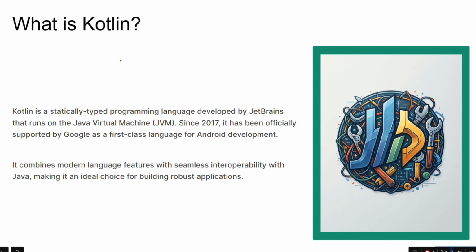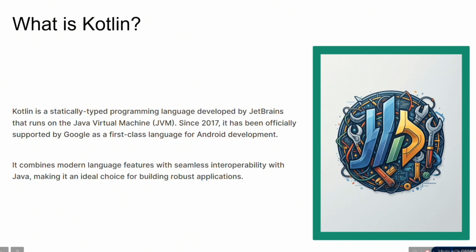Kotlin is a modern programming language developed by JetBrains. JetBrains is a big company which developed this language, and it runs on the Java Virtual Machine. As I told you, you don't have to worry about the big terms I will be using in this introduction video. And if you are from a Java background, then you must know what the Java Virtual Machine, or JVM, is. It means Kotlin can work with Java code directly.